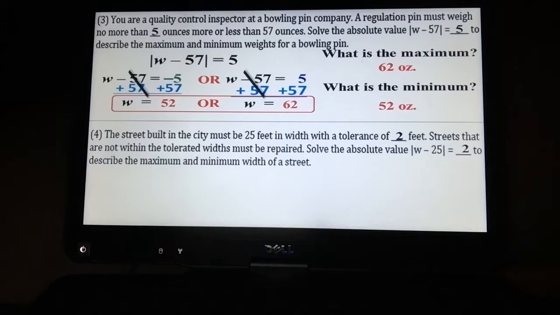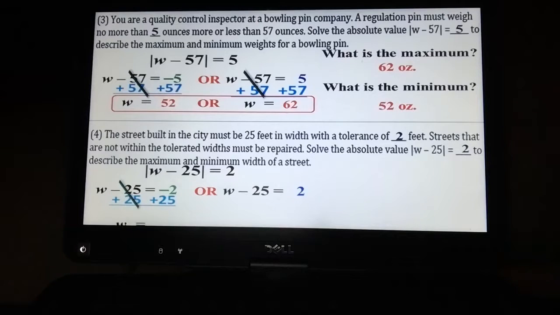All right, so let's go ahead and solve this really quick. So this is the equation that they gave us. Now you can see that the absolute value is already isolated because there's nothing outside of it. So we're going to go ahead and split it up. So we have W minus 25 equals negative 2, or W minus 25 equals positive 2. Now when you add 25 to both sides, this one you get W equals 23, or this one you get W equals 27.